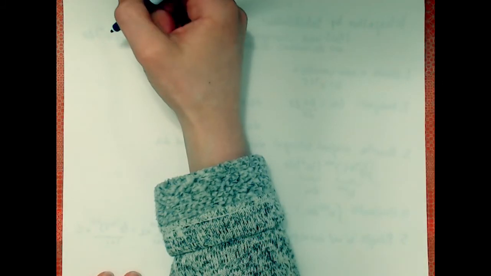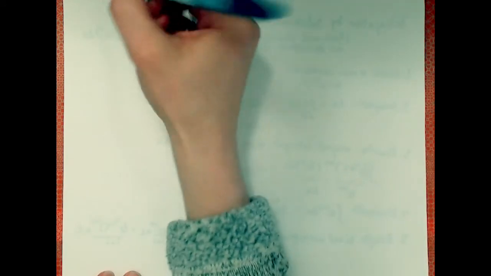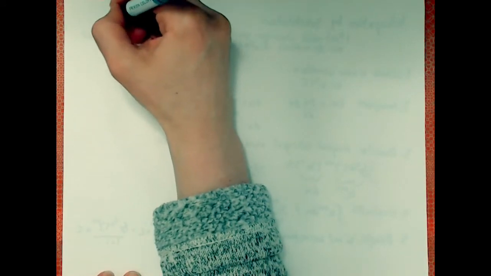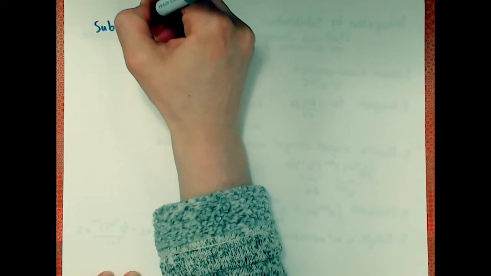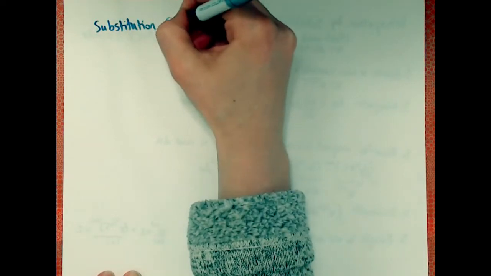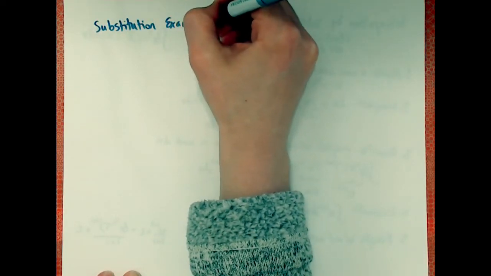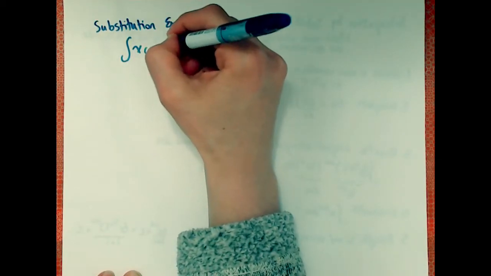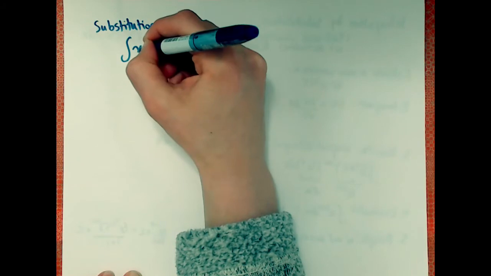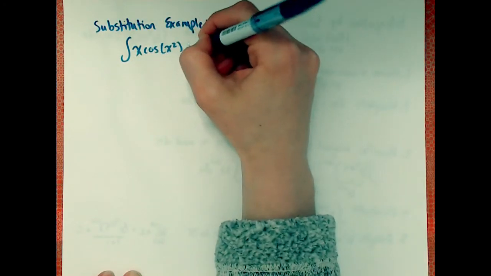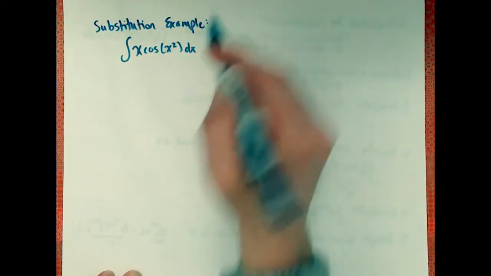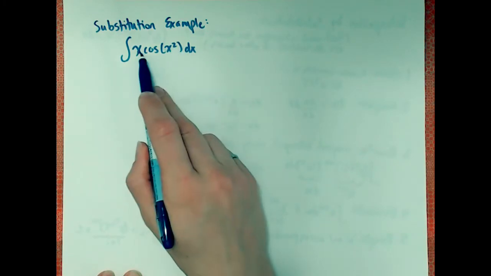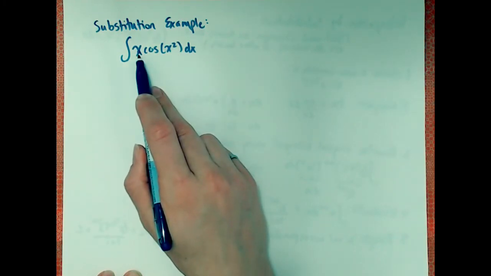Another example of integration by substitution would be the integral of x cos of x squared dx. Notice that the derivative of x squared is x.